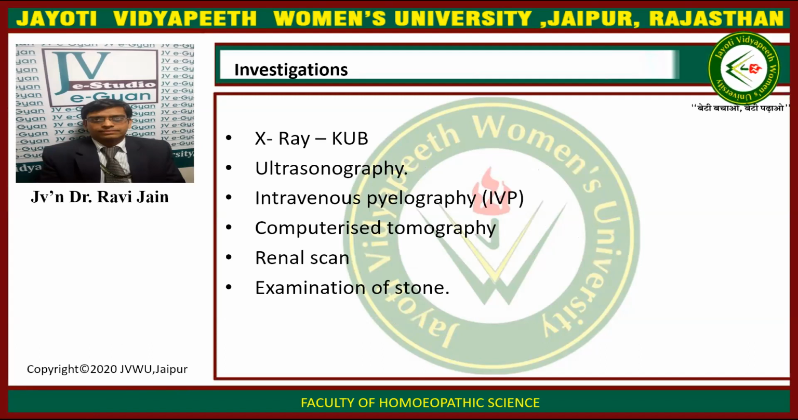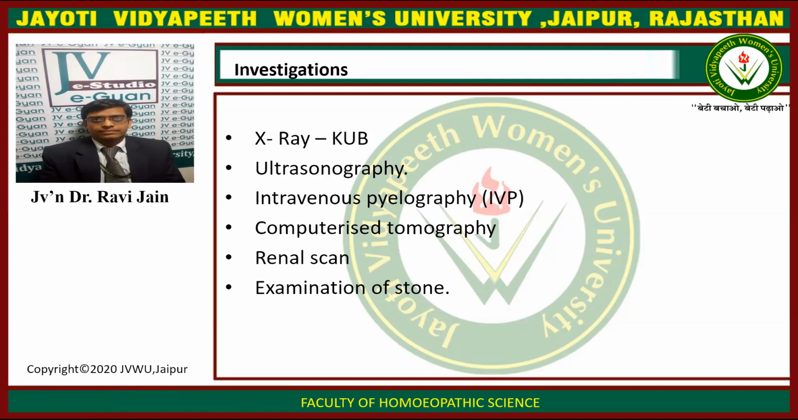In the radiological investigations, we can do an X-ray, especially of the KUB region. KUB region means kidney, ureter, bladder region. Another very common investigation usually done in cases of nephrolithiasis is ultrasonography. USG of the KUB region can be done for assessing the presence of stone in the urinary tract.